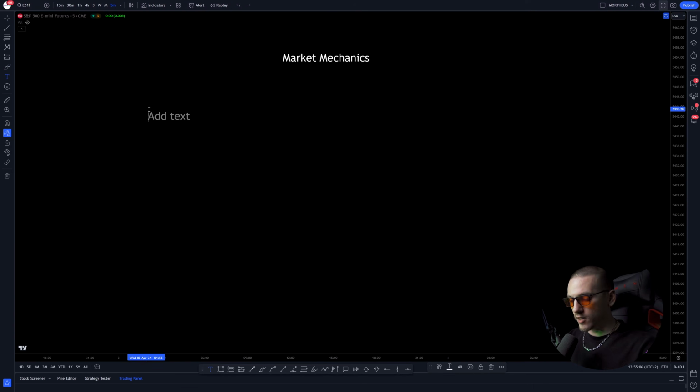What we will learn now is market mechanics, and I'm talking about the real market mechanics. A lot of people don't even know how prices are delivered. What's the actual mechanic behind it? Let's start by saying that markets are made of orders, buy and sell orders. These orders are also called liquidity.